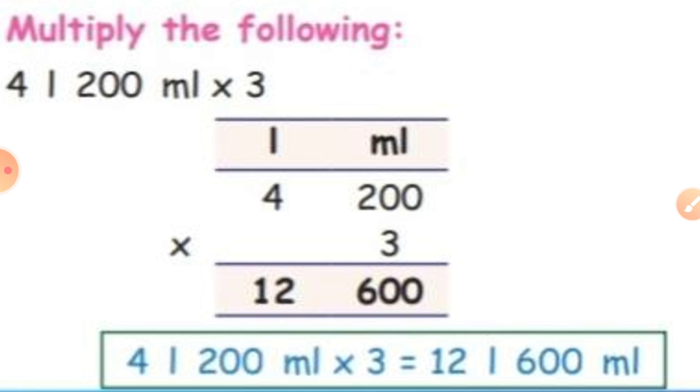According to that, liter will come first. After that only you have to write milliliter. So first write liter, then write milliliter. Now let's write the numbers for that. First one is what? 4 liter. So in liters place 4 will come. Next 200 milliliter. So in milliliters place 200 will come.